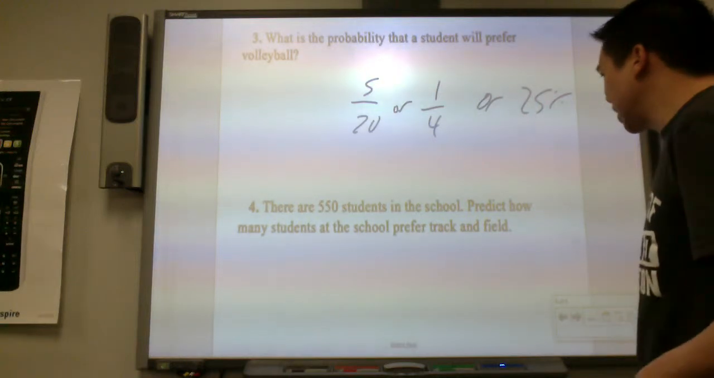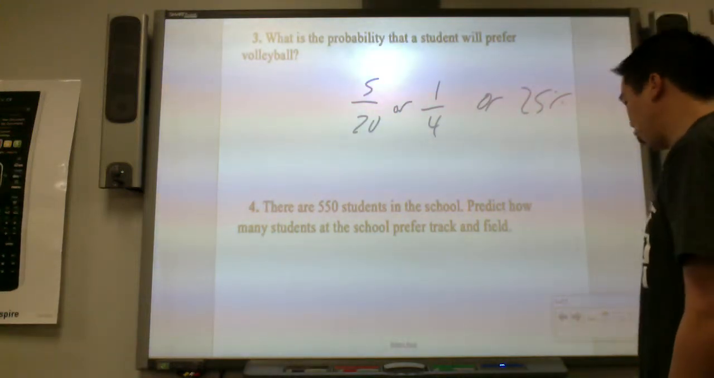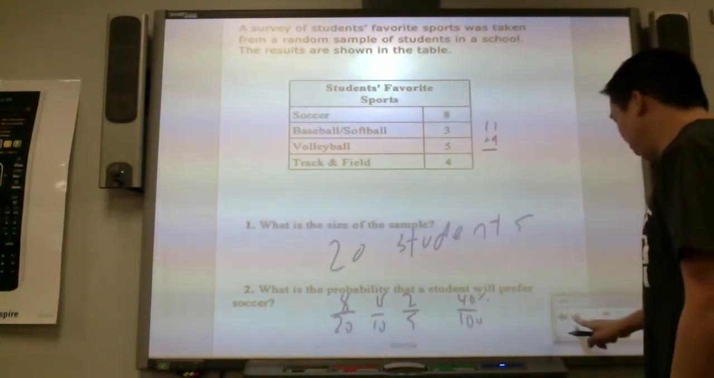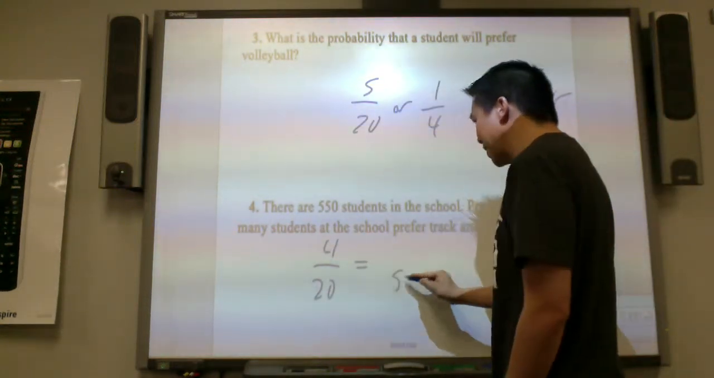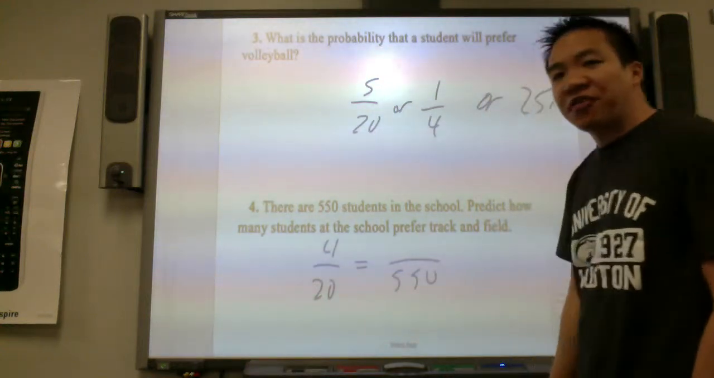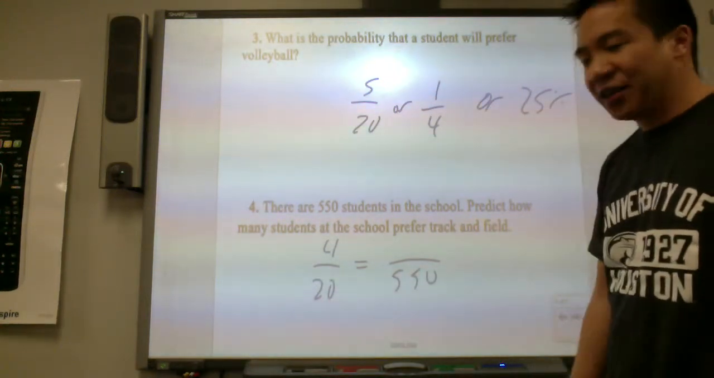There are 550 students in the school. Predict how many students at the school prefer track and field. Track and field is 4 out of 20. So the whole school has 550. What part of 550 prefers track and field?